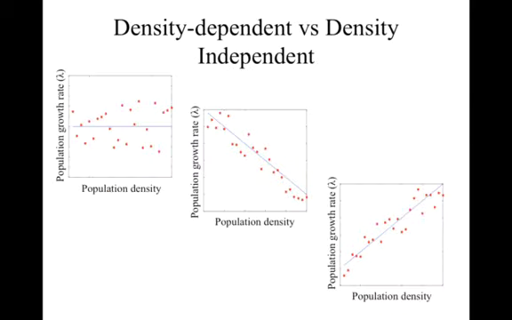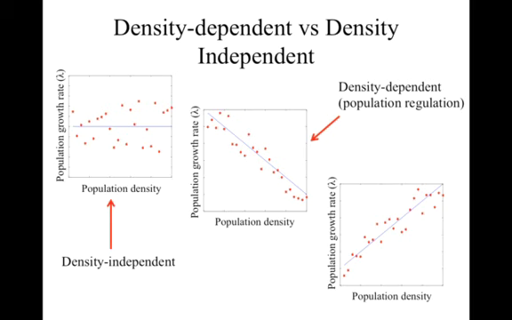So in graph form, here's the different things we've talked about. When your population growth rate changes, but it does so completely independent of population density, that is a density-independent growth rate. So you see the population growth rate is bouncing all over the place. Sometimes it's high, sometimes it's low, but there's no trend with population density. It's not like at high population density it's low and at low population density it's high. It's pretty much flat, although there's a lot of scatter. So that's density-independent factors.